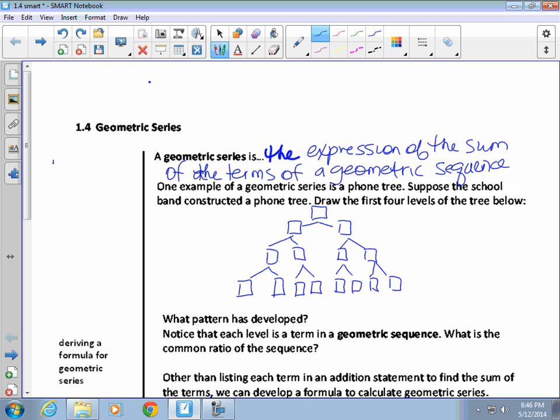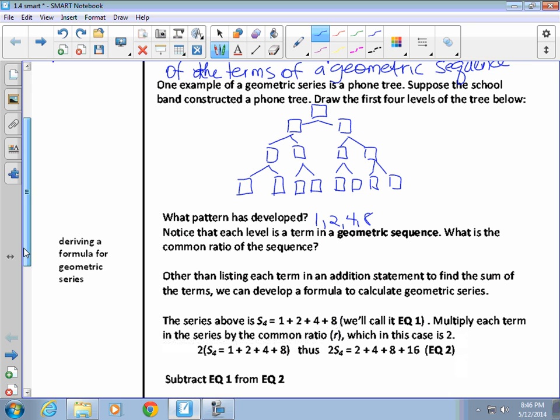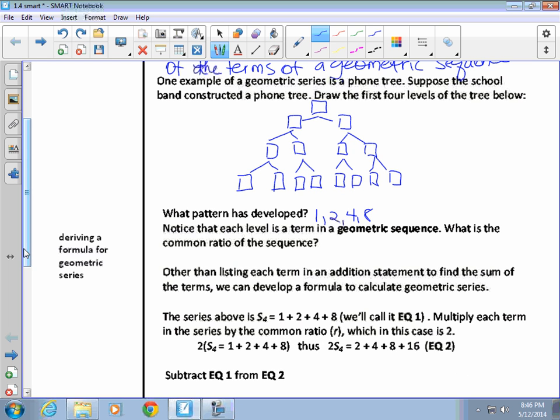We started with 1 person, we went to 2, we went to 4, we went to 8. So the pattern we're developing is 1, 2, 4, 8. We're doubling every time. Notice that each level is a term in a geometric sequence. What is the common ratio of the sequence? It's 2. If you divided term 3 by term 2, you'd find that 2 is your common ratio.